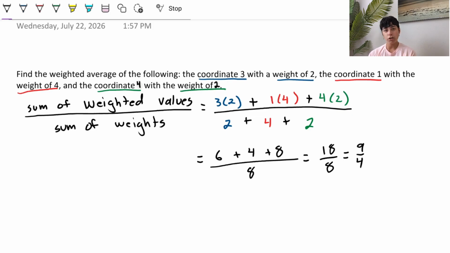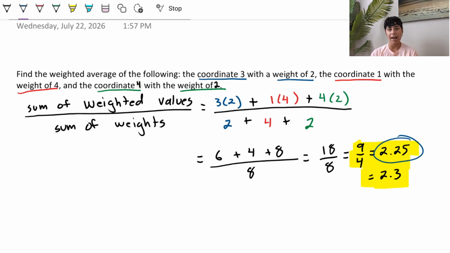Now, typically, they do decimals with weighted average because we are calculating things like grades. So if we divide 9 and 4, we get 2.25. It doesn't specify here, but just for the sake of practice, let's say it said to round the answer to the tenths, then we would write 2.3. So depending on what they say, we have these three possible answers, though more likely than not, it would probably be this guy here. And that is how you calculate the weighted average.